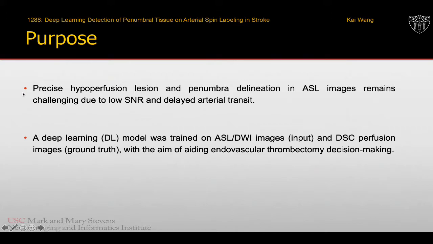However, precise hypoperfusion lesion and penumbra delineation in ASL images is still challenging due to the low SNR and delayed arterial transit of ASL. Therefore, we want to propose a deep learning model that was trained on ASL and DWI images and DSC perfusion images with the aim of aiding endovascular thrombectomy decision-making.